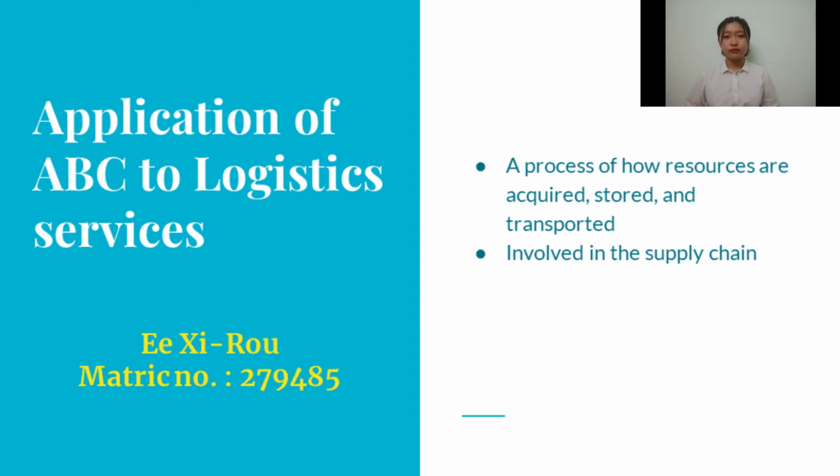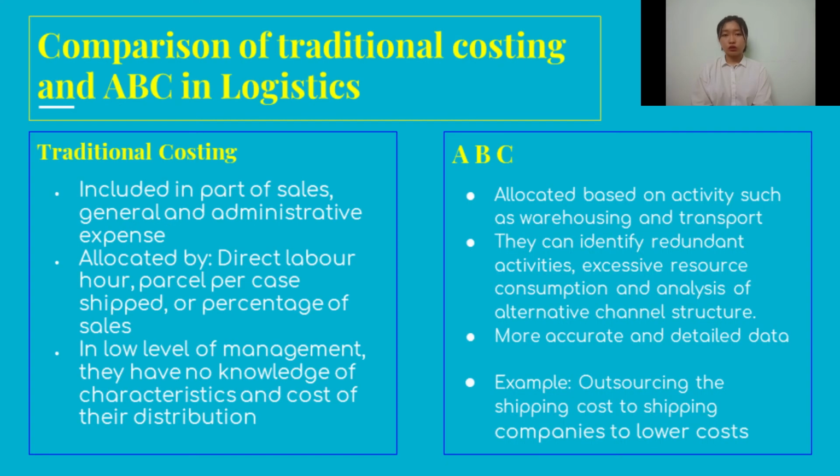Many companies still use the traditional costing method to know their logistics service costs. In the traditional costing method, logistics services were included as part of sales or general and administrative expenses. They were allocated by direct labor hours, parcels per case shipped, or percentage of sales. At a low level of management, where little attention was given to logistics service cost, they have no knowledge of the characteristics and also the cost of their distribution. They do not have sufficient insight into the characteristics of their product distribution and the distribution cost.